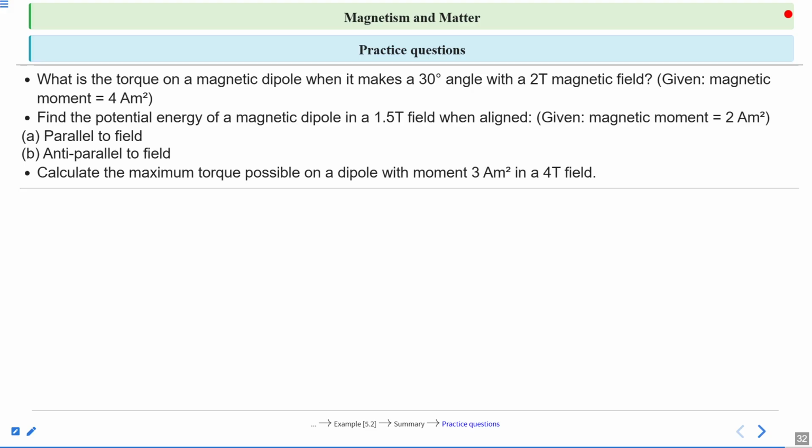Third question, calculate the maximum torque possible on a dipole with moment 3 ampere meter square in a 4 Tesla field. Maximum torque is when theta is equal to 90 degrees.